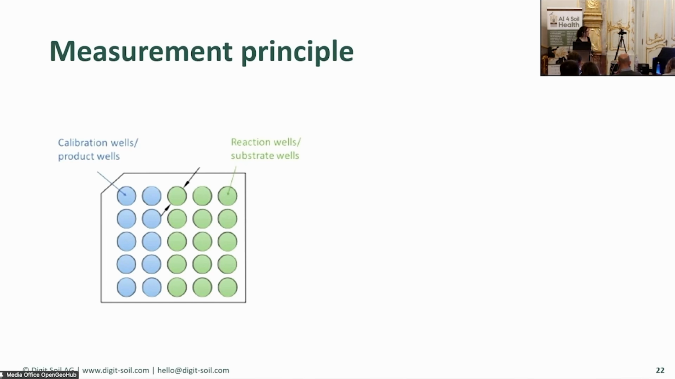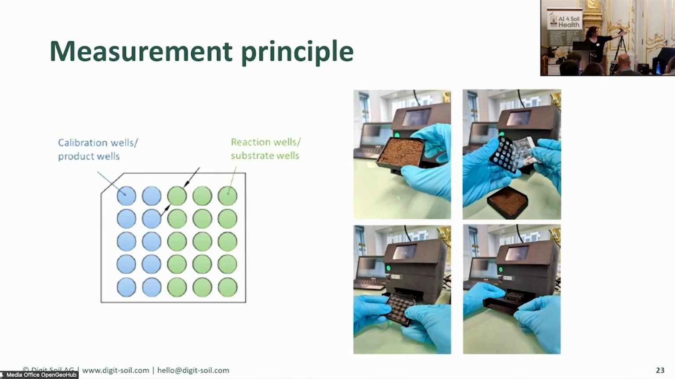How does this look in real life? You have your soil, you put it in a little box, you take the reaction plate that holds the chemicals in a gel, you put this on top of the soil, you put it in a pot, and you press start, and then it measures.